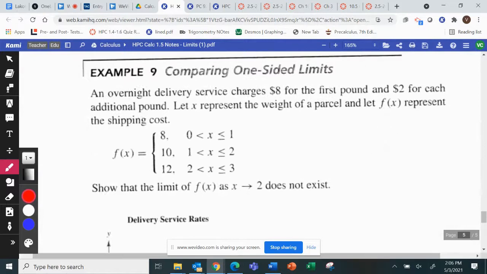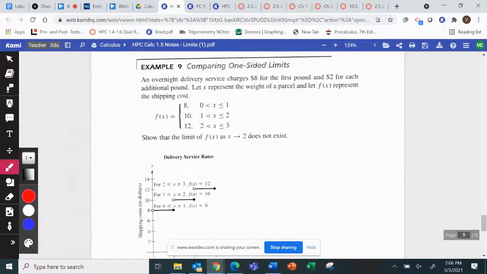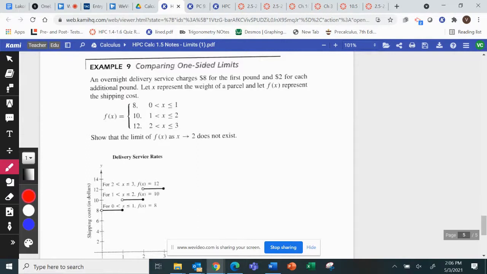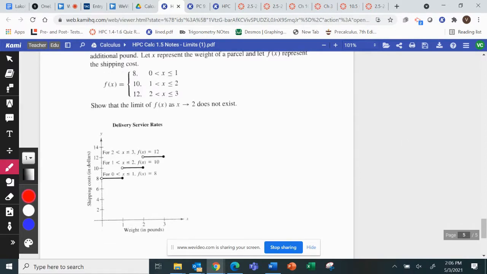Here's another one comparing one side. This is a real life application. An overnight delivery service charges $8 for the first pound and $2 for each additional pound. Let x represent the weight of a parcel, and let f of x represent the shipping cost. So we're starting at $8 no matter what. Does anything under 1 pound, or does it include 1 pound? Yeah, so including that pound, it is going to be $8. Then if we go up, we're going to add $2 more in poundage. So we've got a piecewise function, and we also have it graphed already.